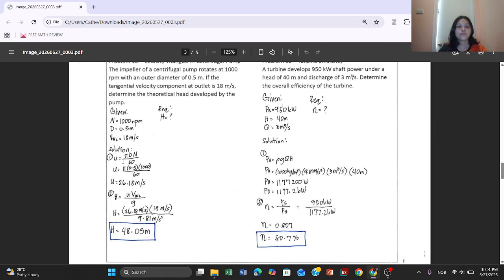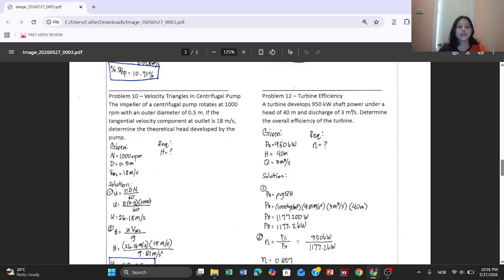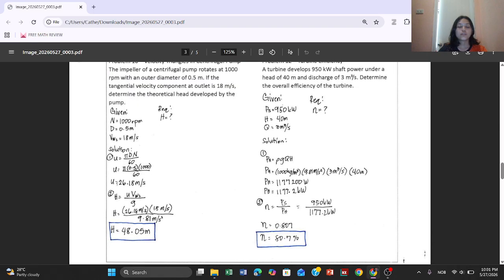So we have a formula of u equals pi d n over 60, which gives us 26.18 meter per second. And for us to be able to get the theoretical head, we have the formula: theoretical head is equal to u times the velocity over gravity. So we can get 48.05 meters for the head.